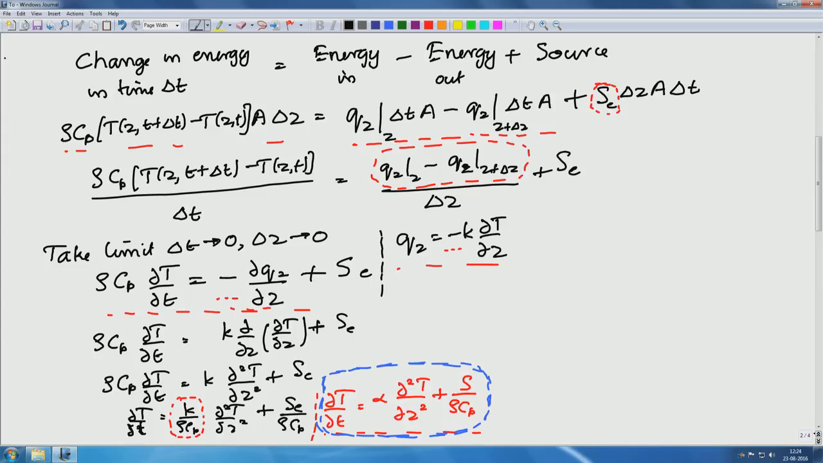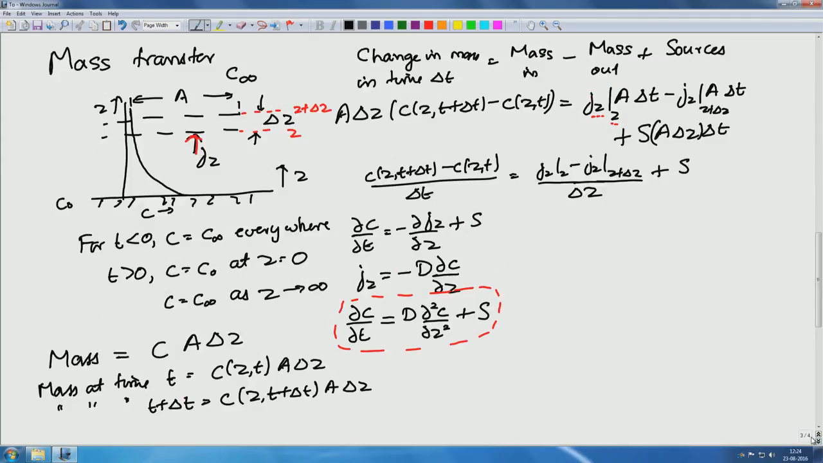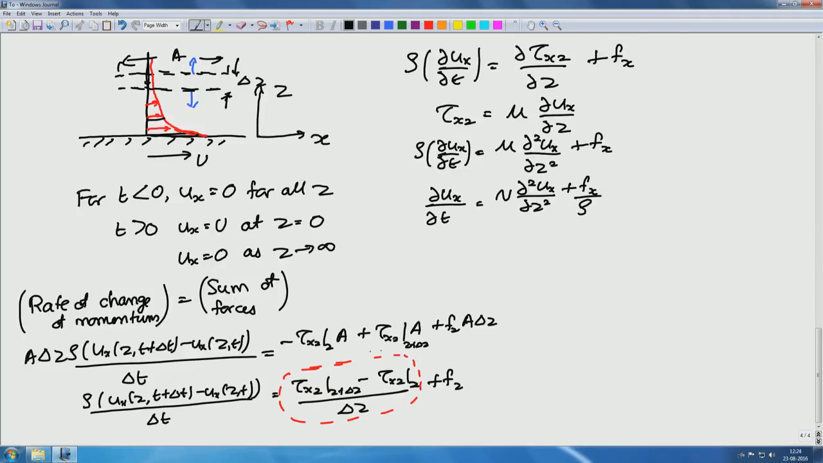In the meantime, just recall that in all of these three cases you get exactly the same form of the equation. Only the variable changes, whether it is density of mass, momentum or energy, and the diffusion coefficient changes. Those are the only two differences.